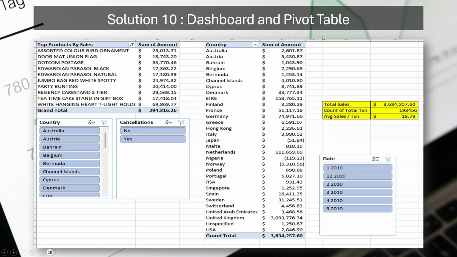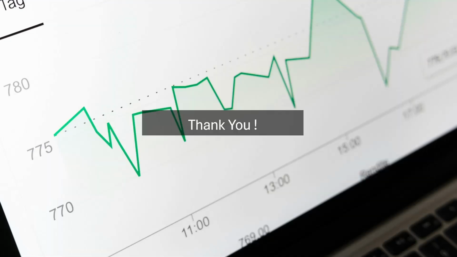In the end, we have a dashboard and pivot table. In this dashboard, you can see there are slicers for selecting time, cancellation, and country, to get top products and the sales amount per country. Here you can see some information: total sales was 3,634,257 dollars, total transactions were 193,456, and average sales per transaction was $18.79. This was all about this analysis. Thank you very much.